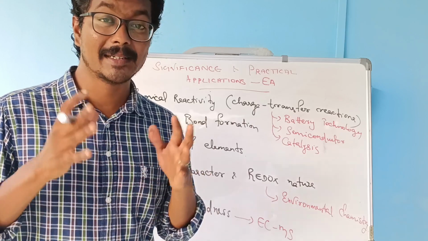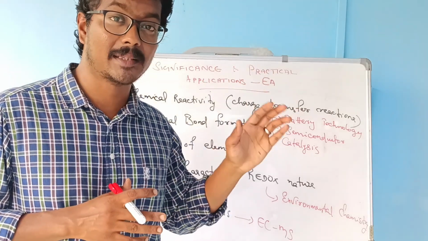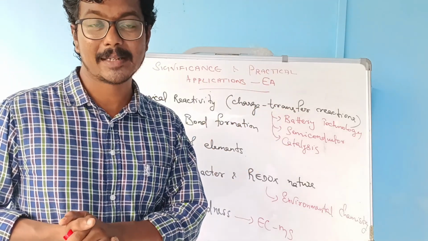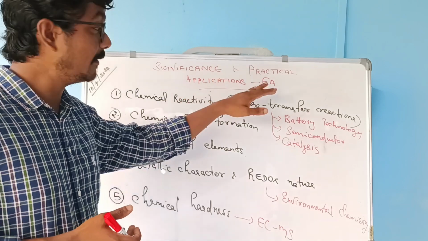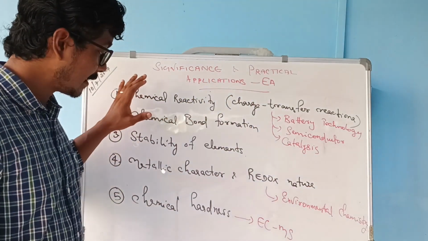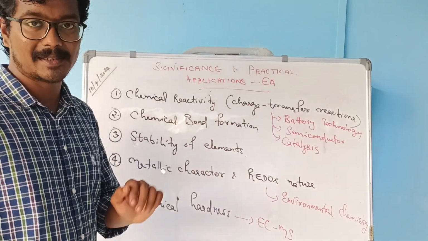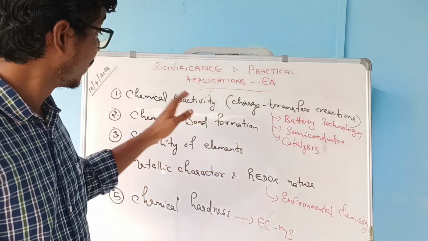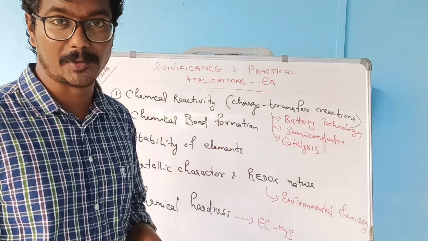We have to understand the practical application or the use of that concept or theory in everyday life. That's the reason why I have added this part in my class, the significance and practical application of electron affinity. I have written down 5 significances and the corresponding applications where they are used. The first and foremost application of electron affinity is chemical reactivity.